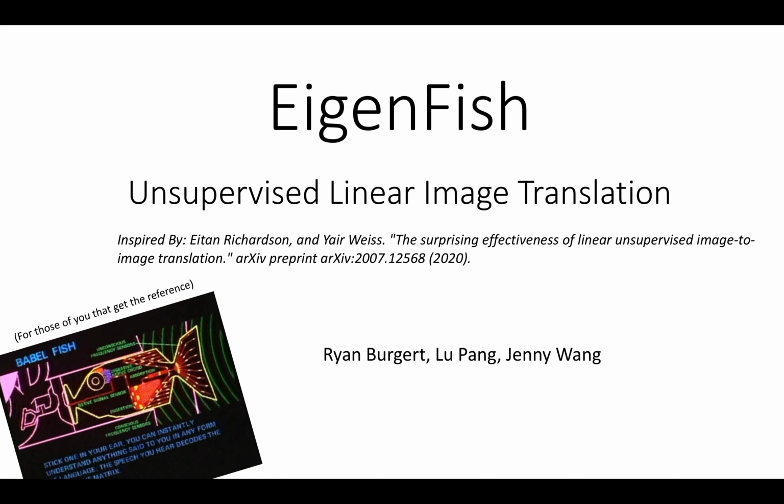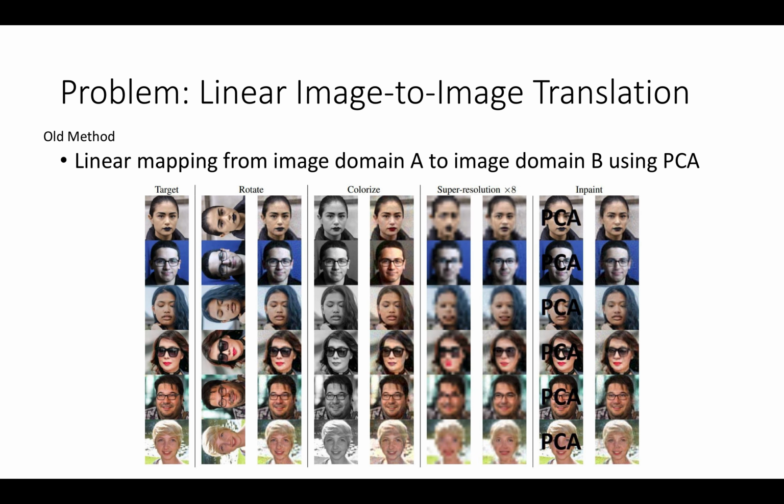EigenFish, and it's an unsupervised linear image-to-image translation algorithm. Our work builds upon a previous paper, and actually makes it much better. But the general idea of this algorithm is that we have some kind of image translation that we want to do without pairs. So maybe it's super resolution, maybe it's inpainting, or maybe it's colorization.